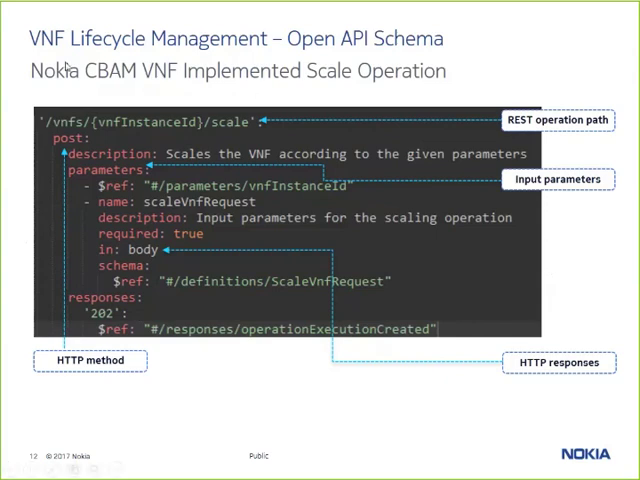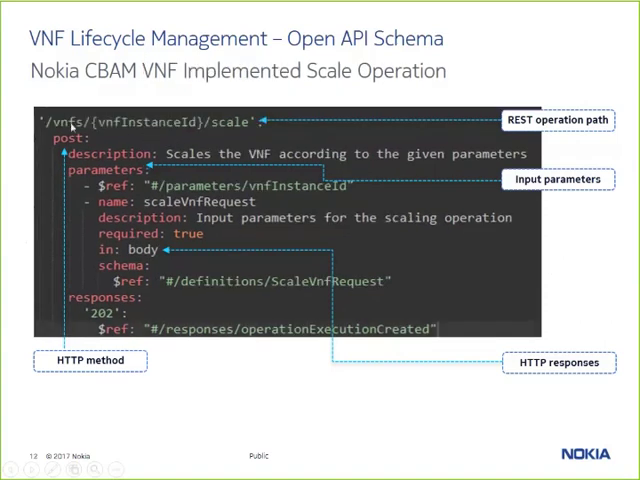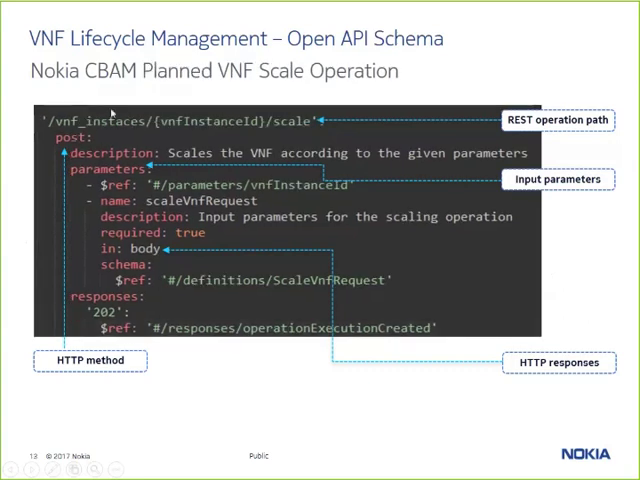This is our current implementation, which came out actually before Sol 003, and this is our planned scale operation. The only difference, as you can see, is that the VNF instance is path instead of abbreviated VNFs path here. So this is what we are planning to be fully SOL 003 compatible. As you can see, the other things like the response codes, input parameters, and method is the same.